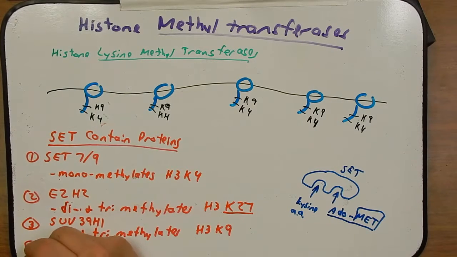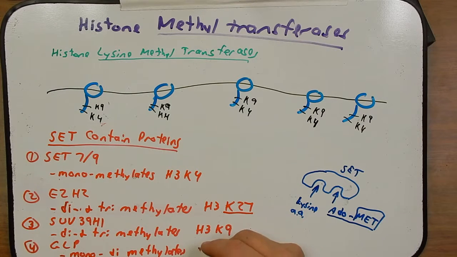Okay, number 4 here is GLP. GLP mono- or di-methylates H3K9. So you can see how possibly GLP must act first in order to bring in the second or the third methyl group to lysine 9.